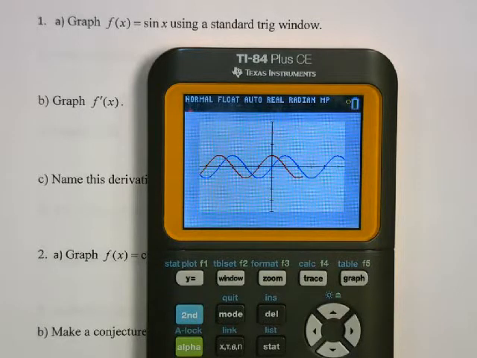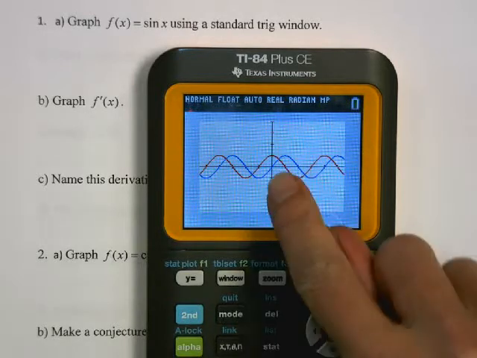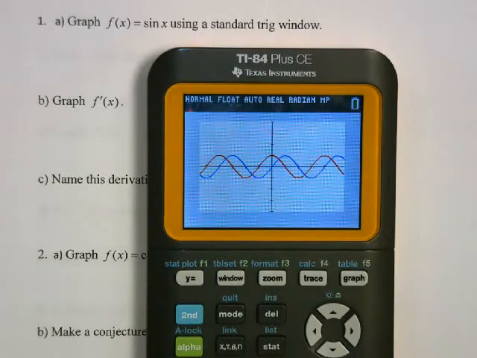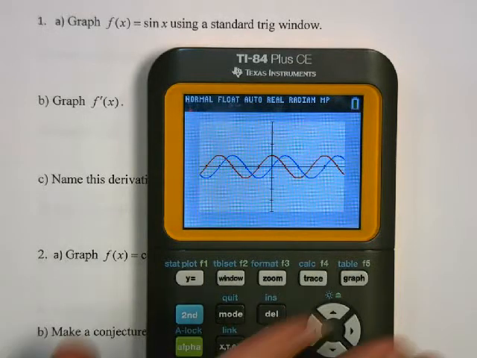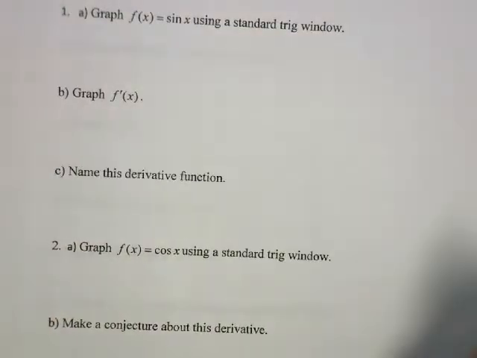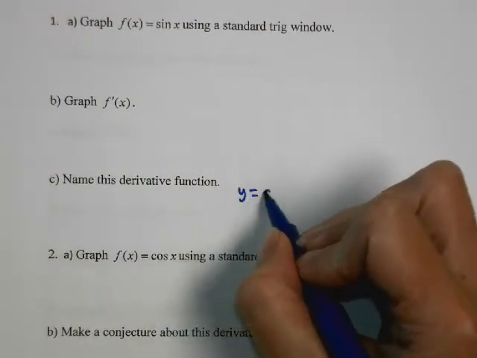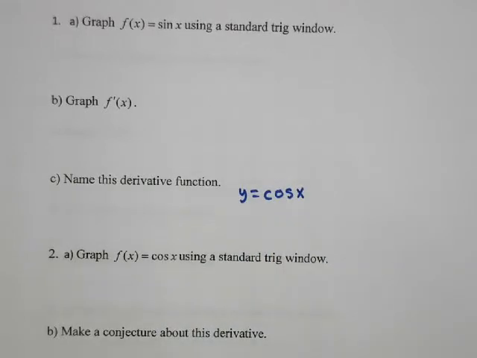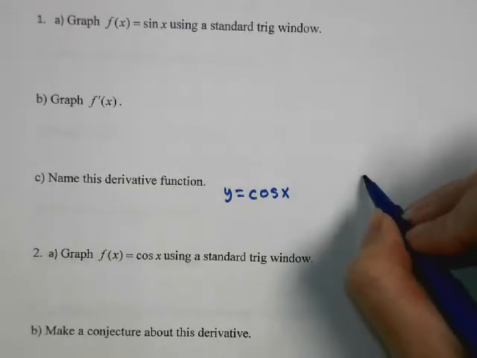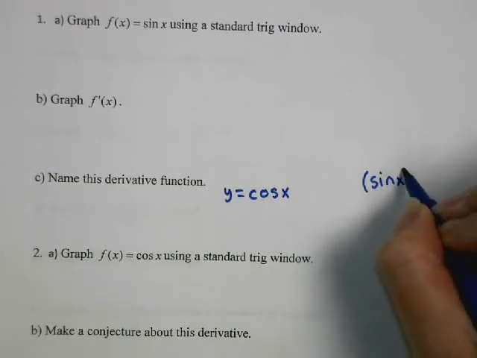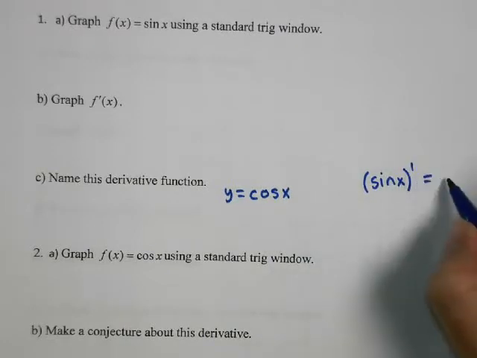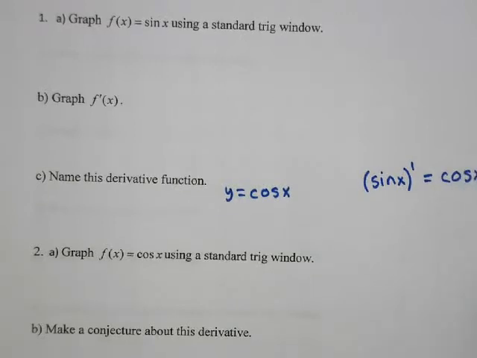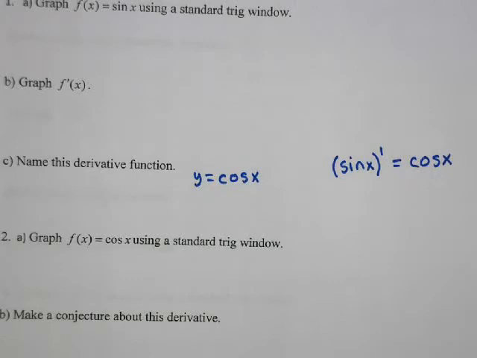Well, that function should look familiar. It looks like the sine, but rather than starting at (0, 0), it starts at (0, 1). So what function does that? Yes, cosine. So the derivative of this function is cosine of x. On a note card, the derivative of sine of x is cosine of x.